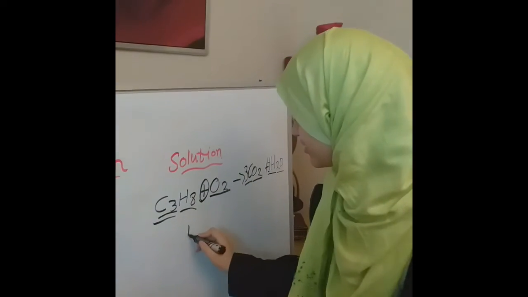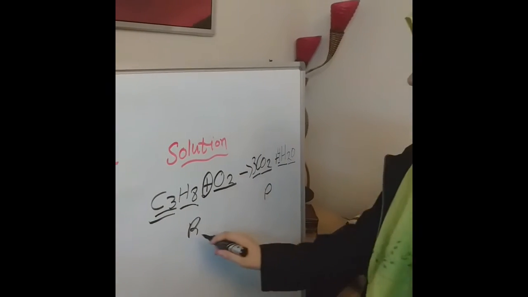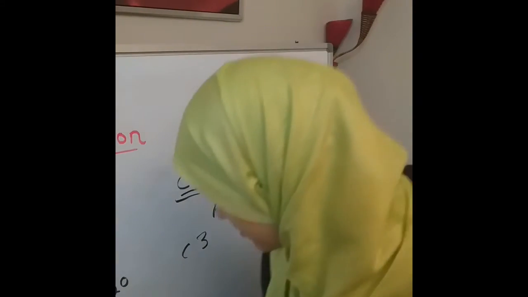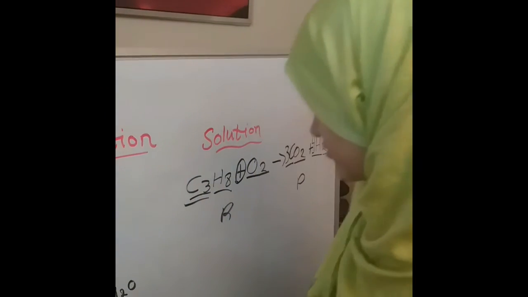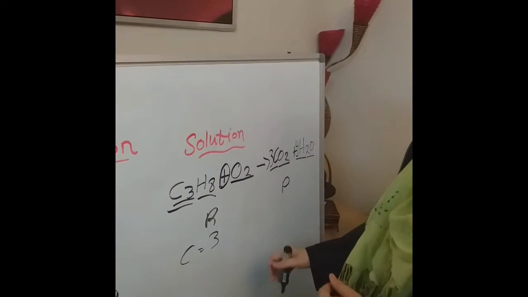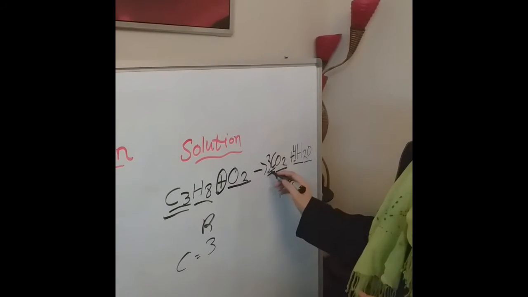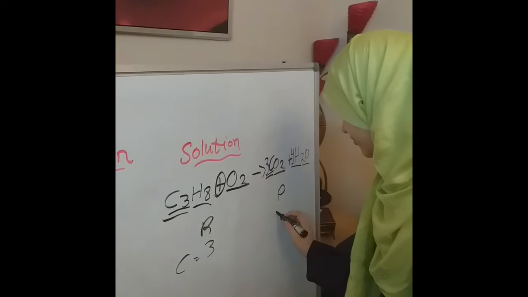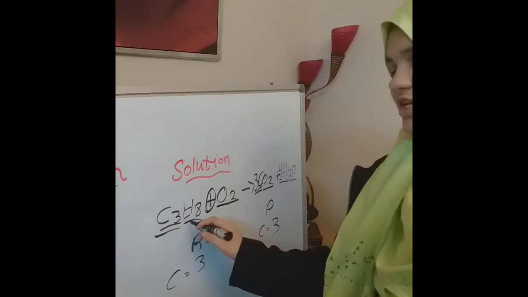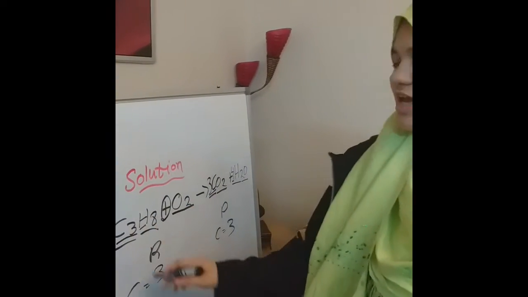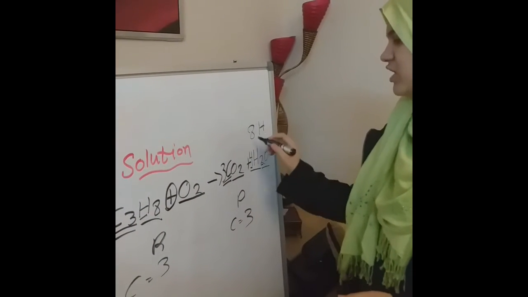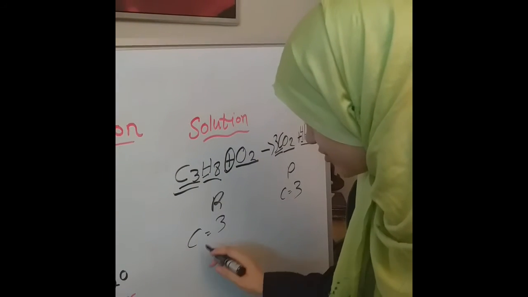After this we find the reactants and products. In the reactants, it is the carbon here, 3 atoms of carbon. Here for carbon, it is 3 atoms in the reactants, and here in the products there are also 3 atoms of carbon. The second thing is hydrogen. Hydrogen is 8 atoms of hydrogen. And here also, after we multiply 2 with 4, it will be 8 atoms for hydrogen.